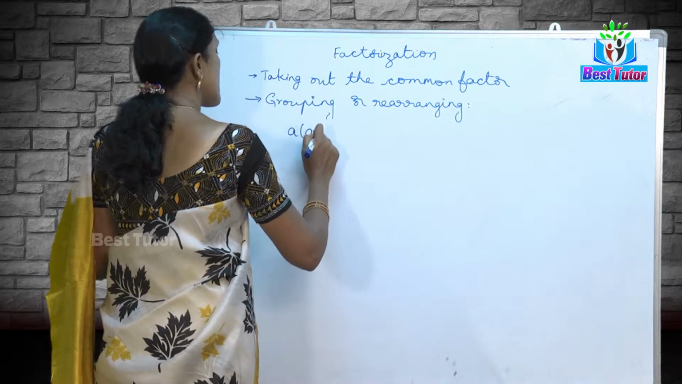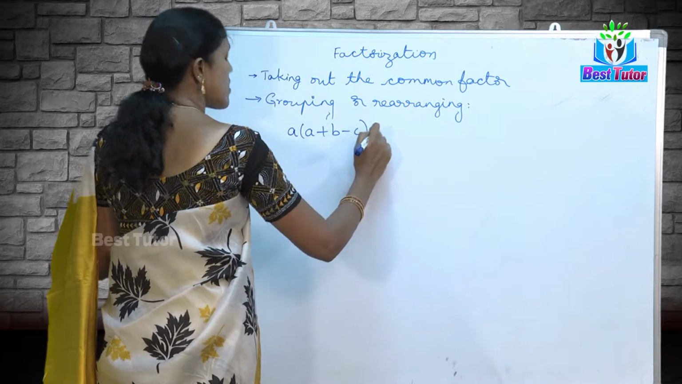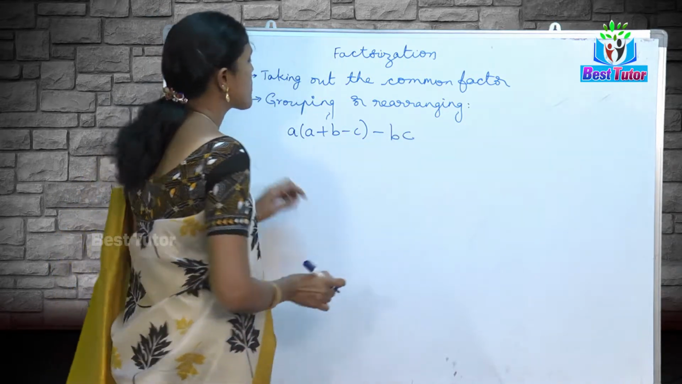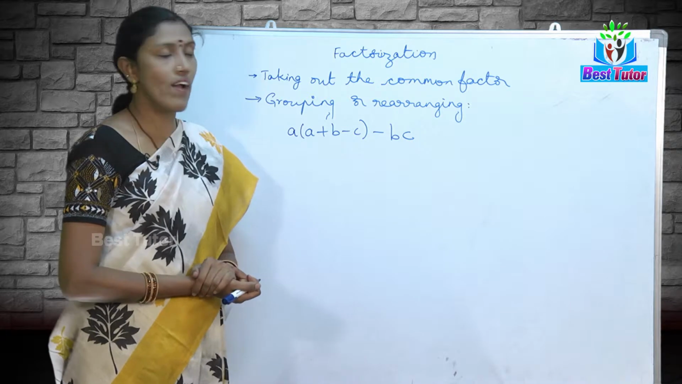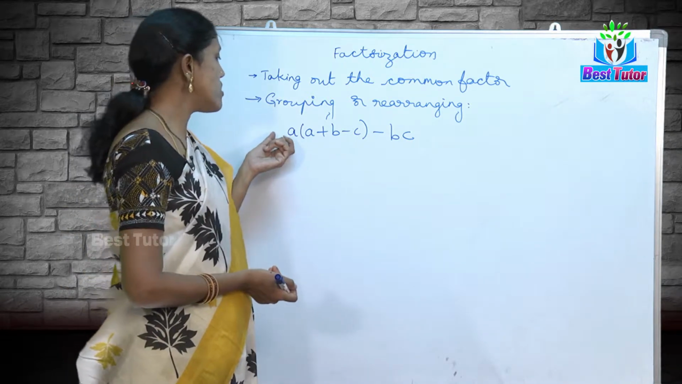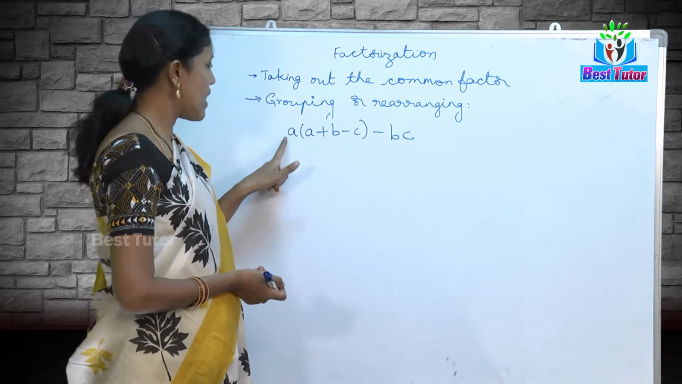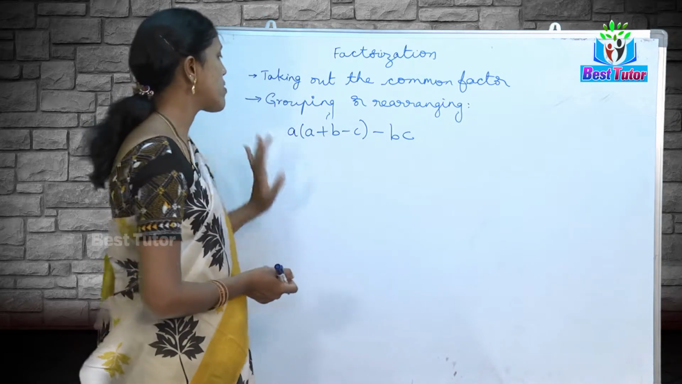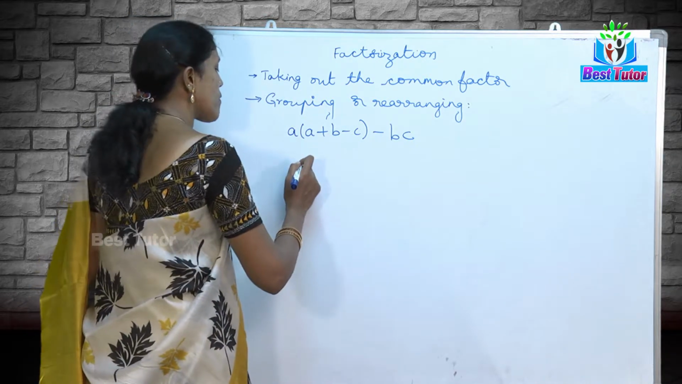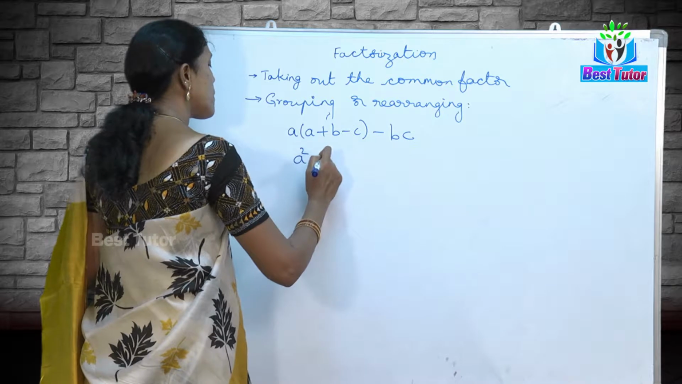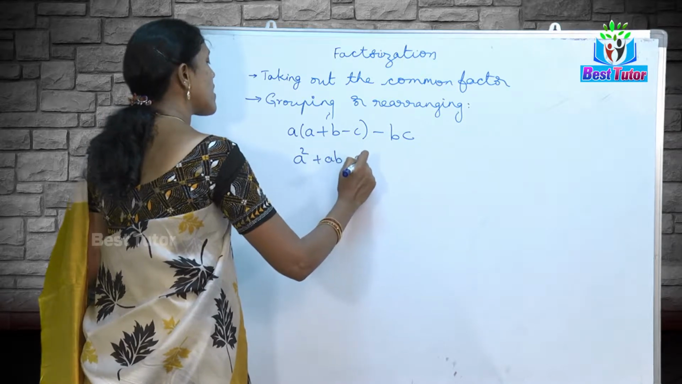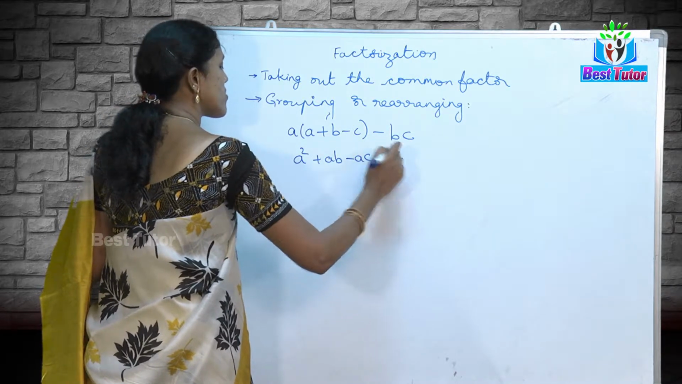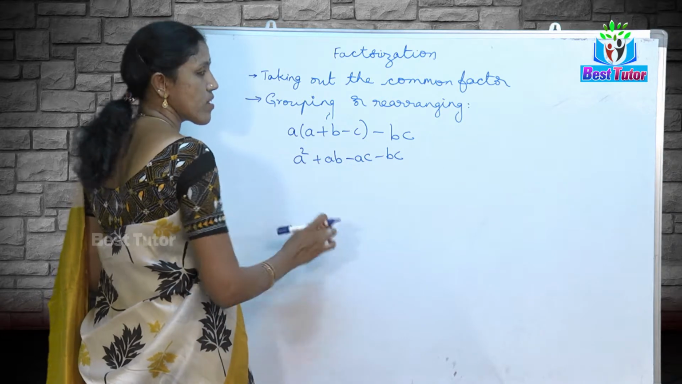a into a plus b minus c minus bc. This is the given expression. We need to factorize it. The question doesn't look simple over here. a into a plus b minus c minus bc. First of all, let us open the brackets. a square plus ab minus ac minus bc. Okay. So we have written it in the proper way.